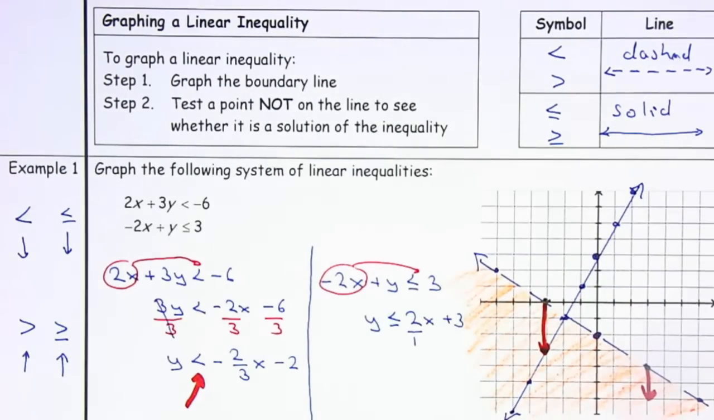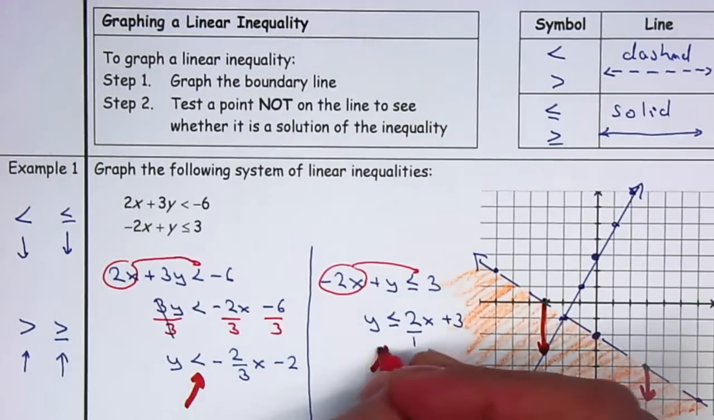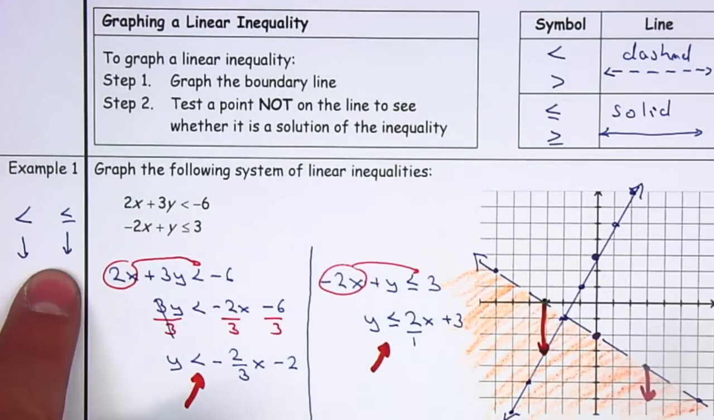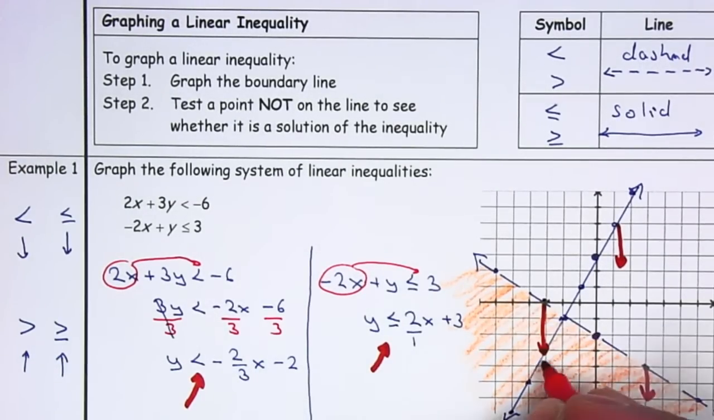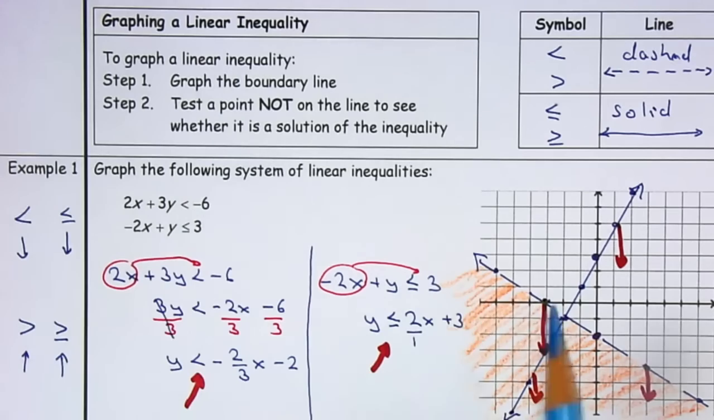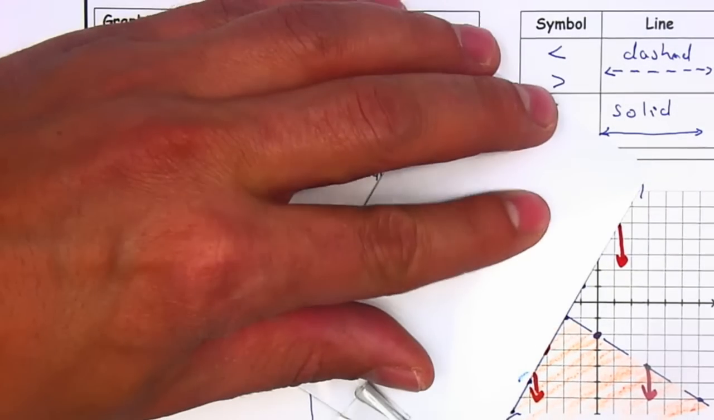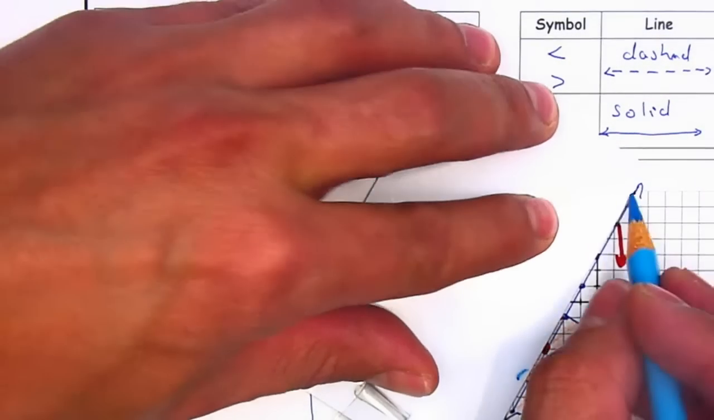Once I have the line, I need to decide whether I'm going to shade the top or the bottom. So I look at the inequality. It's less than, so I'm going to be shading the bottom. I'm going to use the blue color pencil to shade the solutions for this inequality.